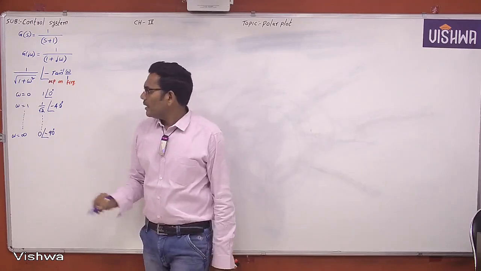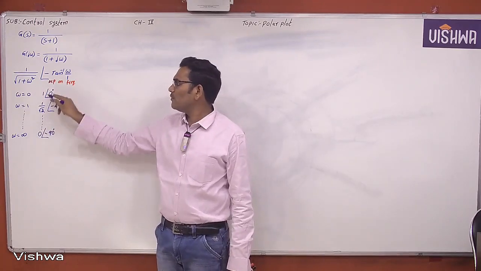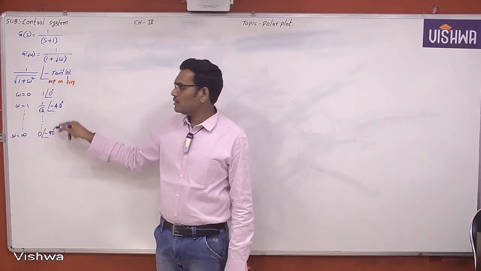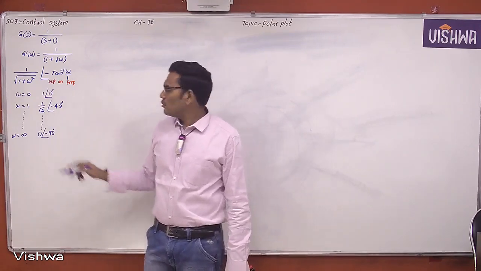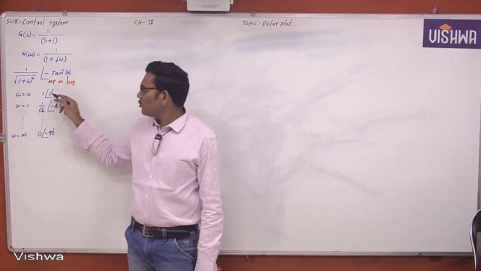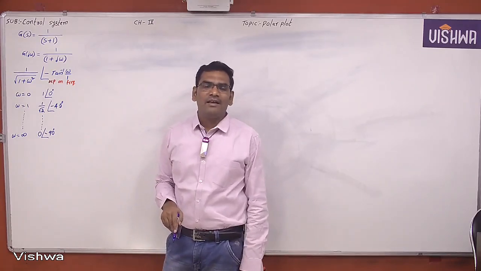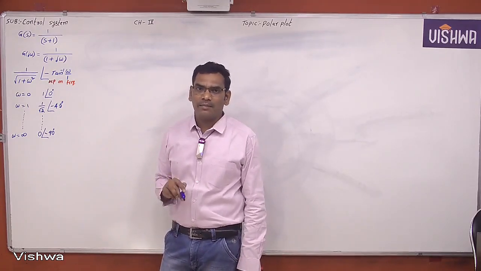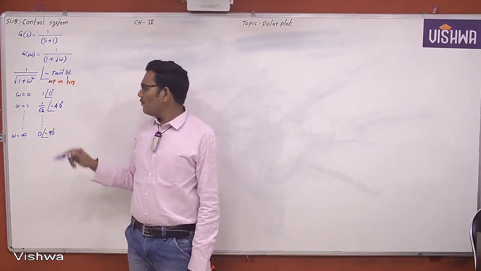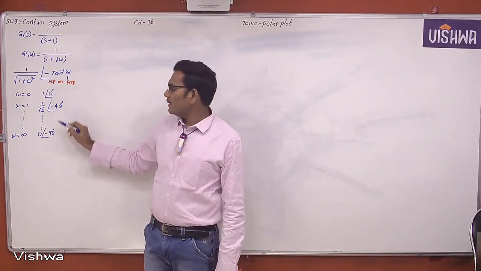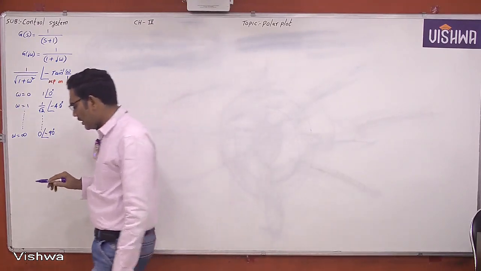As frequency is changing from 0 to infinity, this is the magnitude and this is the phase angle. Now you will try to draw the polar plot. Only two steps you should remember: first, indicate the starting angle, and next, indicate the ending angle. Now see how I am writing.